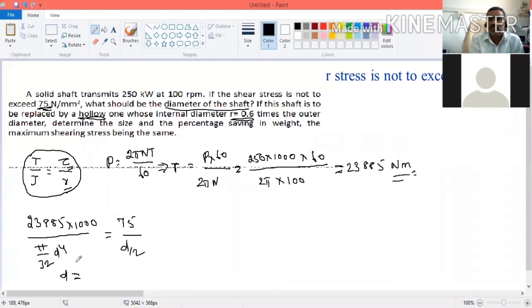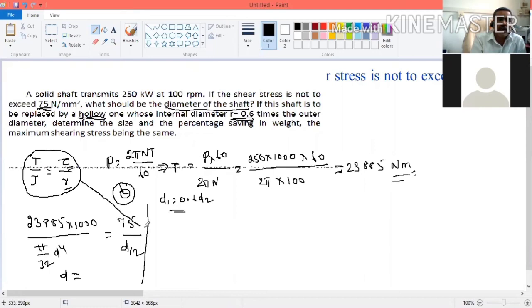This is by assuming a solid shaft. Now, if you take a hollow shaft, then what will be the equation? Here it is given that the internal diameter is 0.6 times the outer diameter. Then you apply the equation with the hollow shaft dimensions.